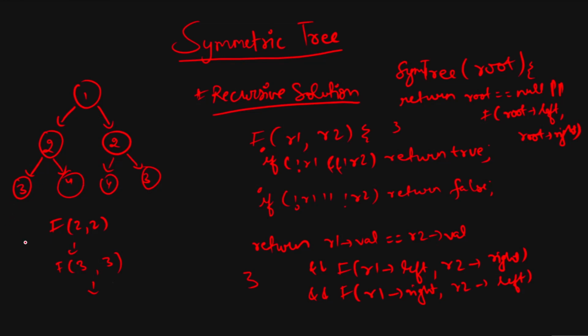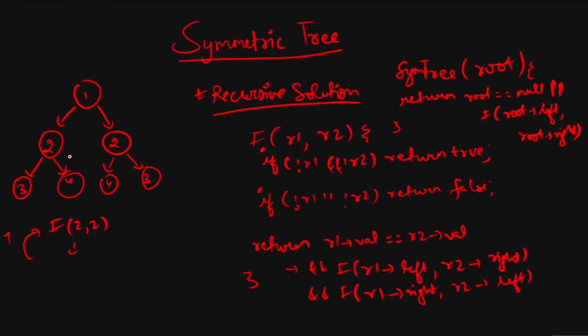So 3's left is null, and its right is also null. So both of them are null. Then it will return true. So this will return true. Now I will check this condition. Its right and its left are also null. So both of them also return true. So I can say this F3 will return true. Now if F3 returns true, now I have to check my 4.